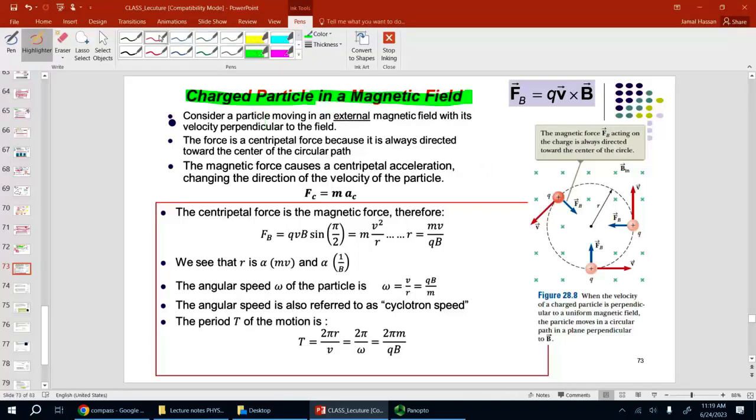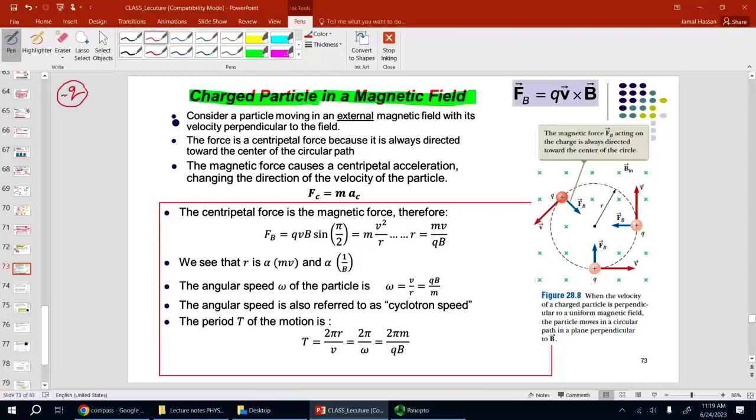Okay, so here it's a special case. You have a particle Q, positive, moving with a velocity v. That velocity is perpendicular to the magnetic field. So let's see what's going to happen. Very fast, in simple language, the particle will go around a circle many times, forever, if v is constant and B is constant. So let's see how this happens.